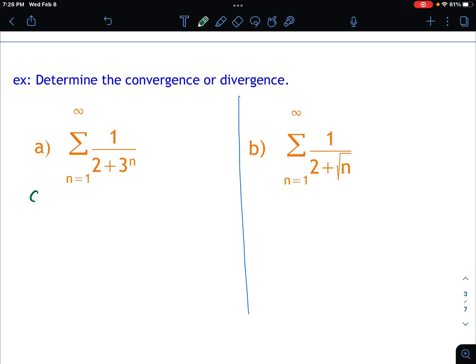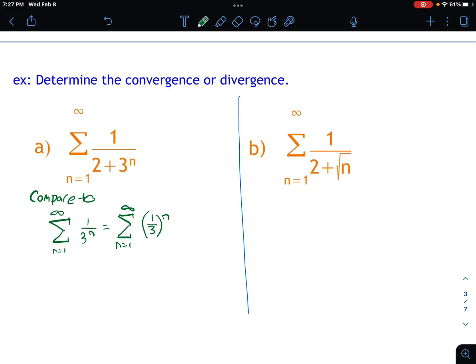So what we're going to try is just pick something that we know converges. We're going to compare it to, in this instance, 1 over 3 to the n. We're going to try to make it a little bit nicer for ourselves. Okay, so we're going to go ahead and compare this to the sum from n equals 1 to infinity of 1 over 3 to the n. If you want to rewrite this, we can rewrite this as the sum from n equals 1 to infinity of 1 over 3 quantity to the power of n.